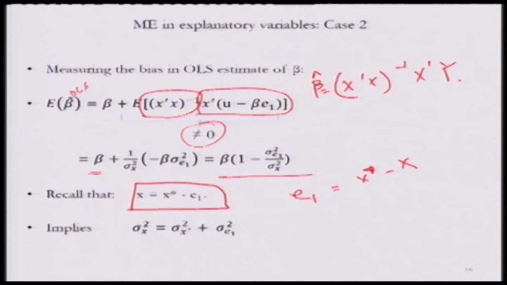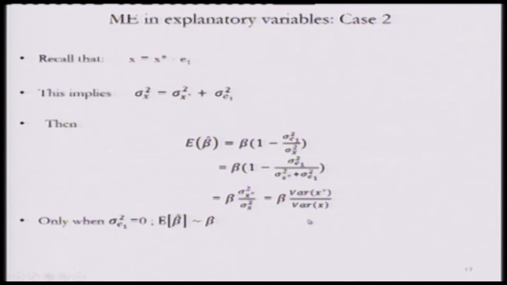If you have this equation over here, this implies that the variance of x is equal to the variance of x star, which is the true value, plus the variance of the measurement error E1. This is of course under the assumption that E1 and x star are not correlated, which is essentially the CEV assumption, if you remember.